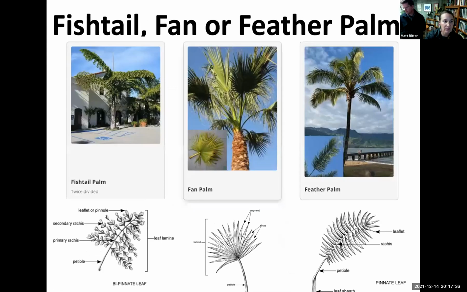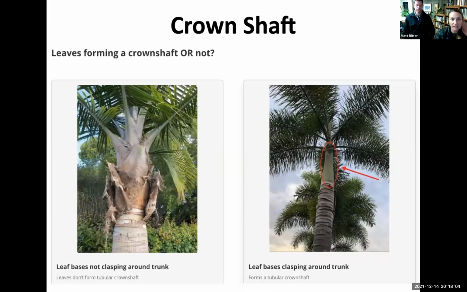So here are what those palms actually look like. Here the Caryota palms, or the fishtail palms, have this leaf that's divided twice. You have all your fan palms, the fan-shaped leaf, and then you have all your feather palms. So we thought it's reasonable that somebody could walk up on a palm, look at the type of leaf, determine if it's a fan palm or a feather palm, and then make a selection. And when you do that, you might later on in the key get asked this question: are the leaves forming a crown shaft or not?